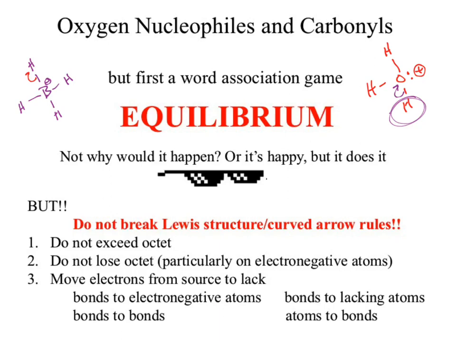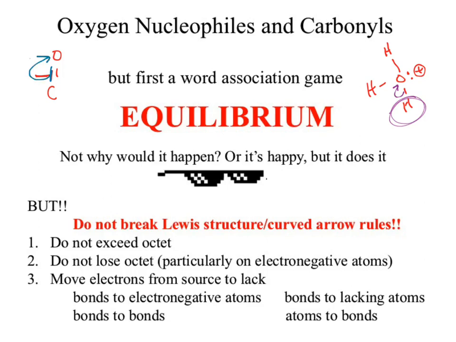Make sense? Okay. When you're moving electrons from bonds to electronegative atoms, what should happen? What we're saying is we're moving an electron pair from a bond to an electronegative atom. So if I have a pi bond between carbon and oxygen, where should those electrons move?